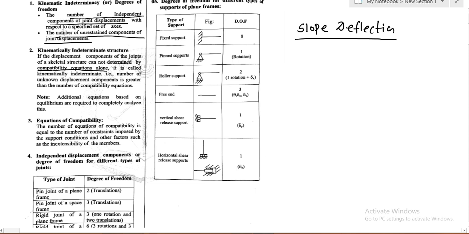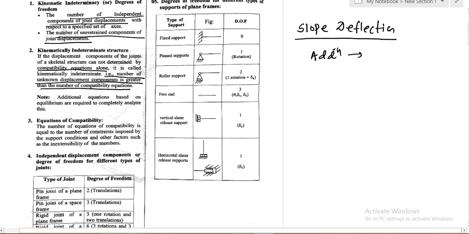If the number of available equations is not sufficient to find out the number of degrees of freedom, then we have to find some additional equations in order to find the additional degrees of freedom in a particular structure. How many additional compatibility equations are required is nothing but what is called the kinematic indeterminacy of the structure. That means the number of unknown displacement components is greater than the number of compatibility equations.